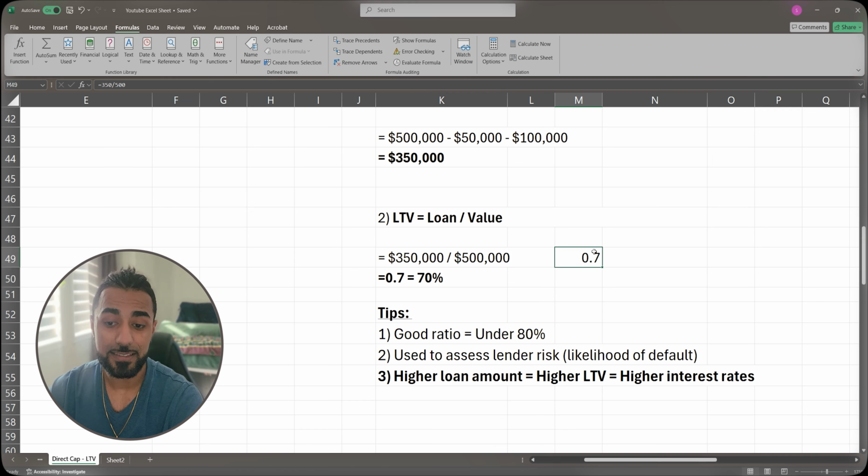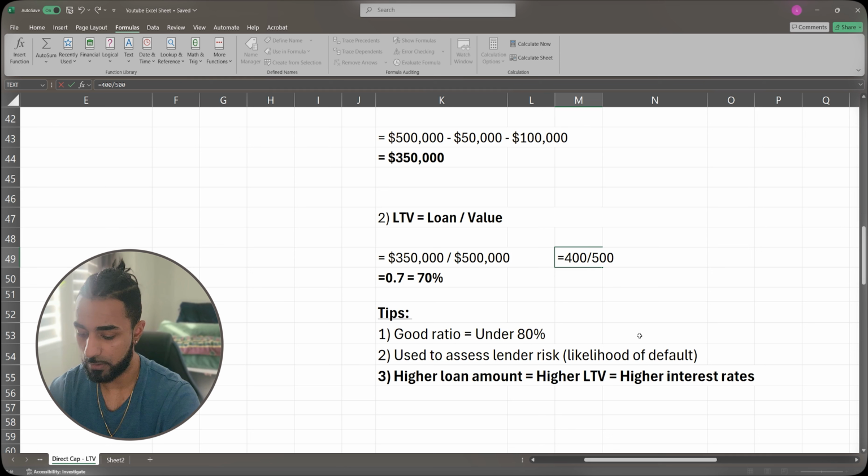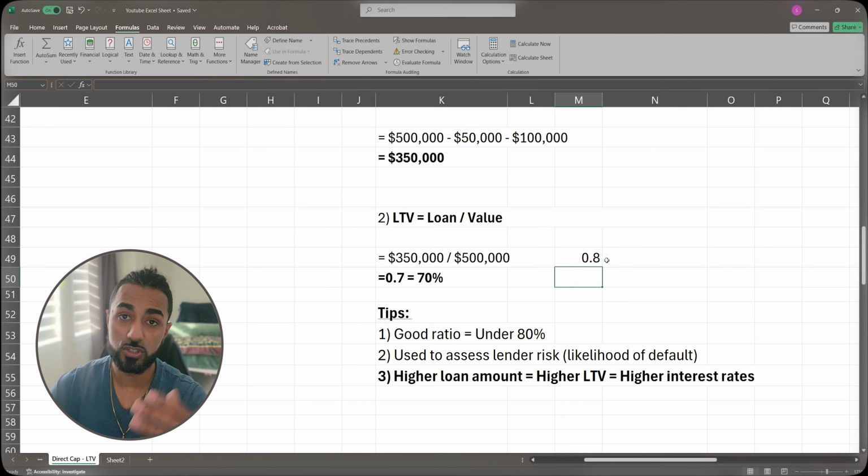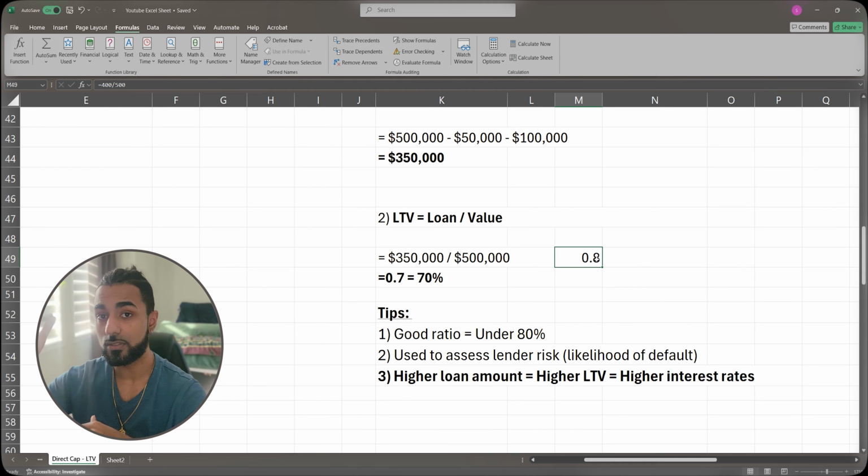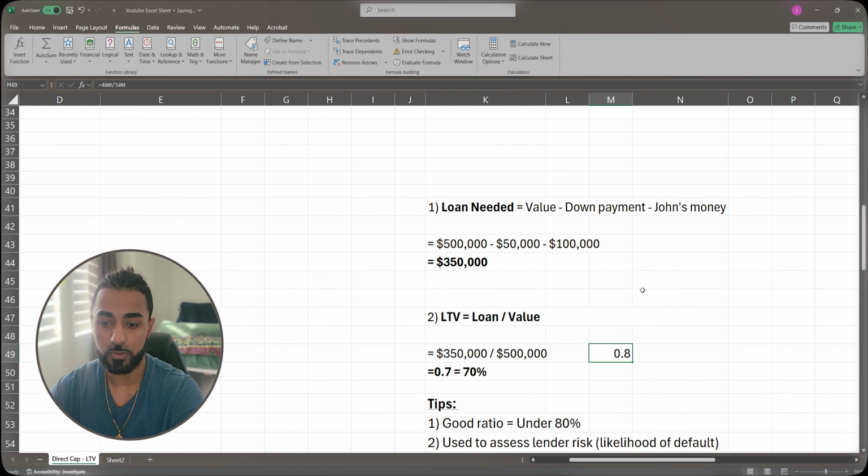Now, if instead, let's say I take a higher loan amount, I do 400K. So 400,000 divided by 500,000. Now, my ratio goes up to 0.8. Super simple math, right? The higher loan amount, the more LTV, the higher your ratio, and the more interest rates you're going to get because it's riskier, or you simply will be denied a mortgage. So keep that in mind. That is what the LTV ratio looks like, just based on this simple example here.